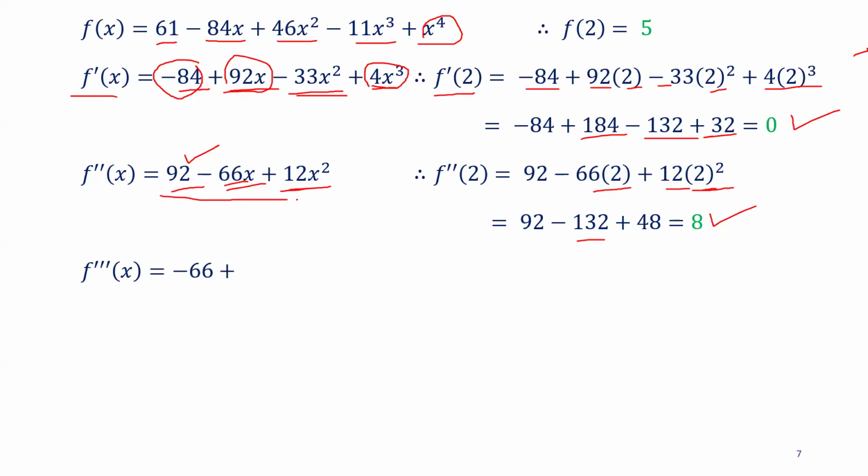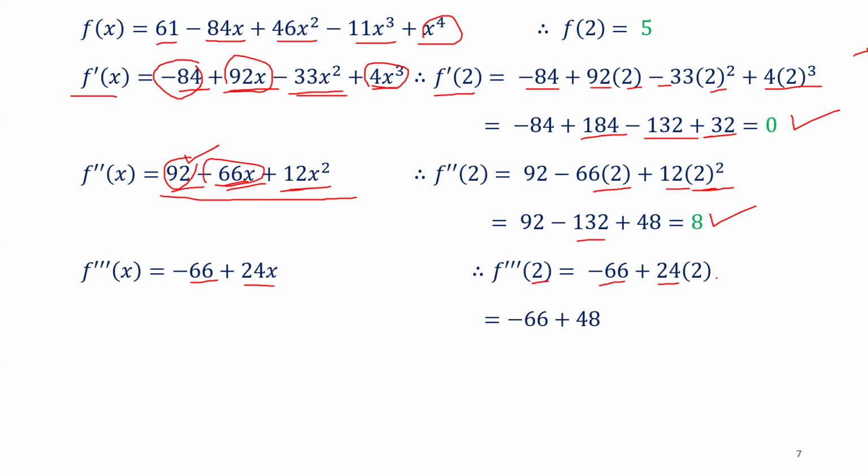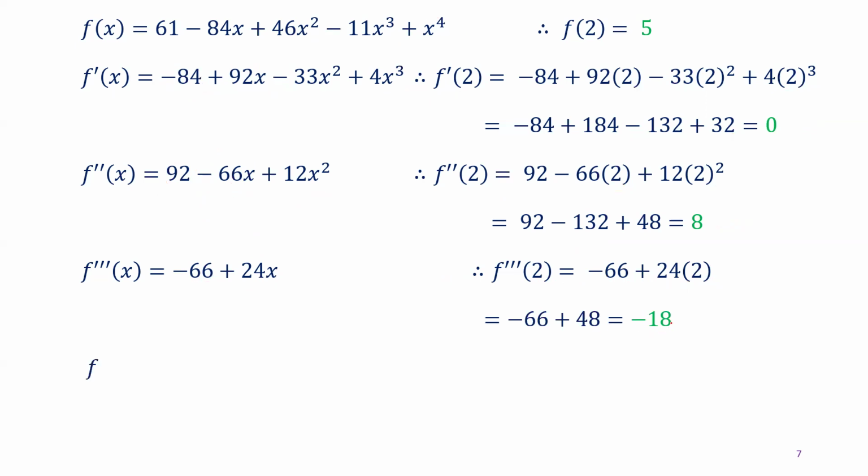Again, differentiating f'' with respect to x, the derivative of 92 is 0, of minus 66x is minus 66, and of 12x squared is 24x. If you put x equal to 2, f'''(2) is equal to minus 66 plus 24 into 2, which is minus 66 plus 48, which is minus 18. f''''(x) is equal to 24, because the derivative of minus 66 is 0 and of 24x is 24. So f''''(2) is equal to 24.